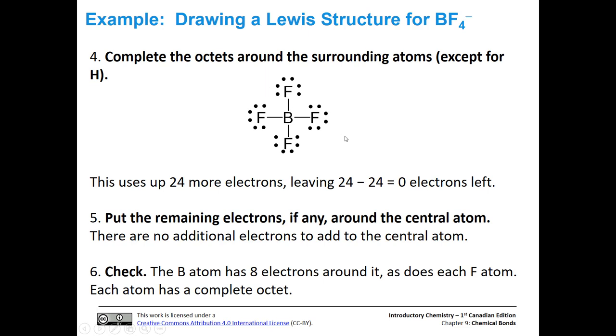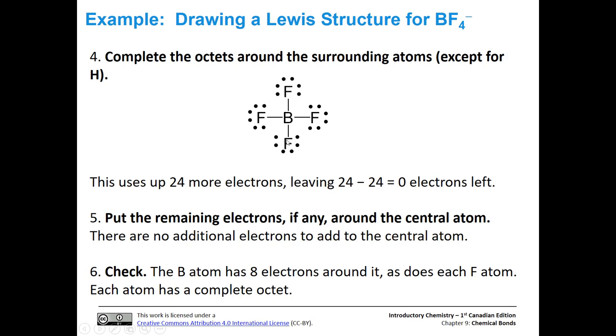Okay, so what we're gonna do is take the remaining electrons and place them in pairs around each of the surrounding atoms until each of those surrounding atoms has an octet. So 2, 4, 6, 8, 10, 12, 14, 16, 18, 20, 22, 24. That uses up all of our valence electrons. If we count these bonding electrons too, 24, 26, 28, 30, 32. So that's all of the electrons that we have available for this structure.